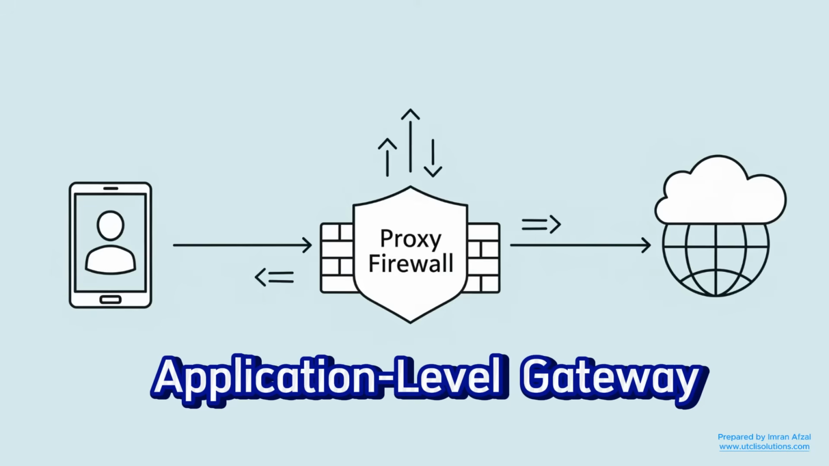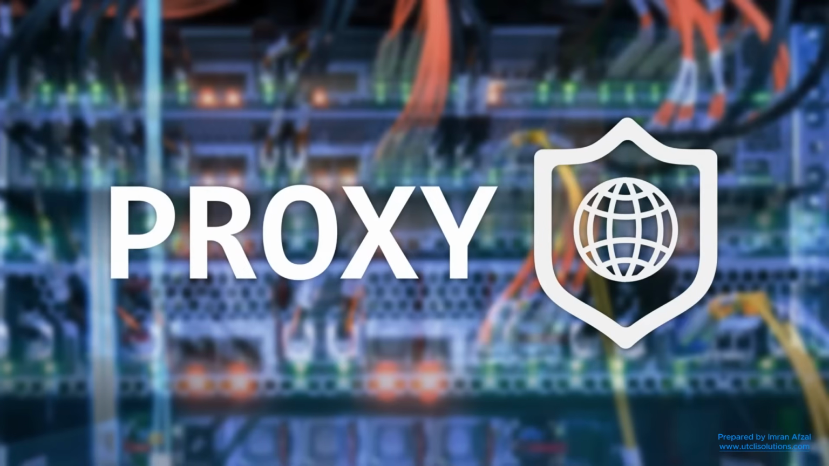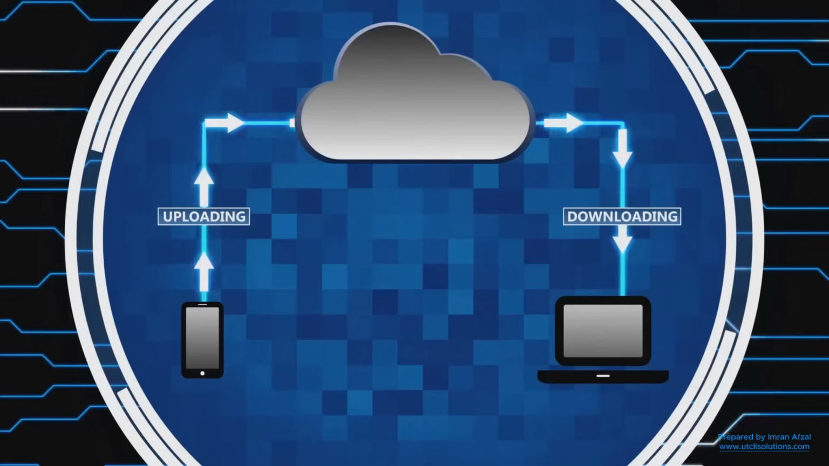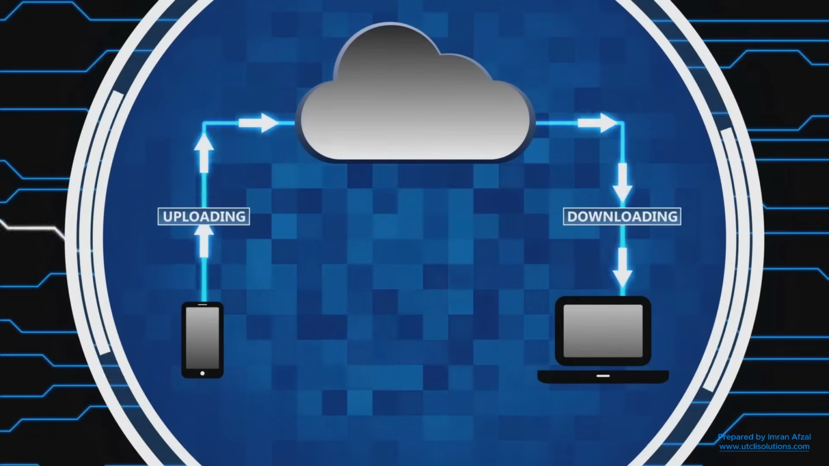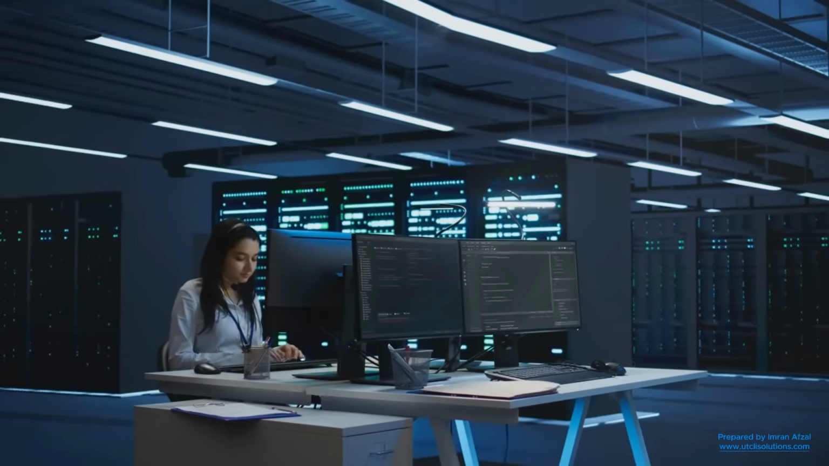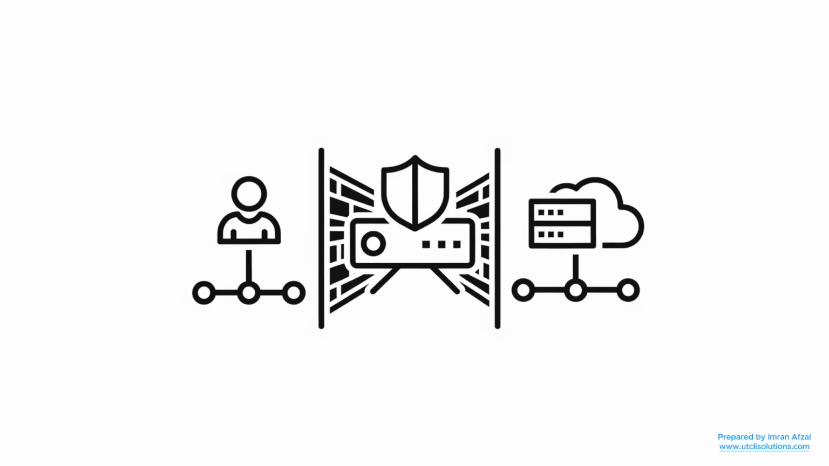Another type is the proxy firewall, also known as an application level gateway. This firewall acts like a middleman between you and the internet. When you send a request to a website, the proxy gets it first, checks if it's safe, and then sends it on your behalf. The website never talks directly to your device. This helps hide your identity and adds extra protection. But proxy firewalls can be slower because they process a lot more data.